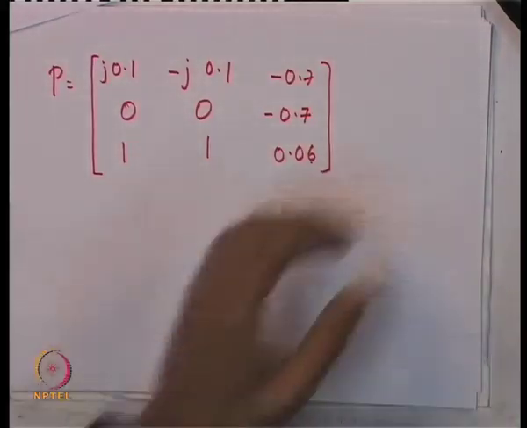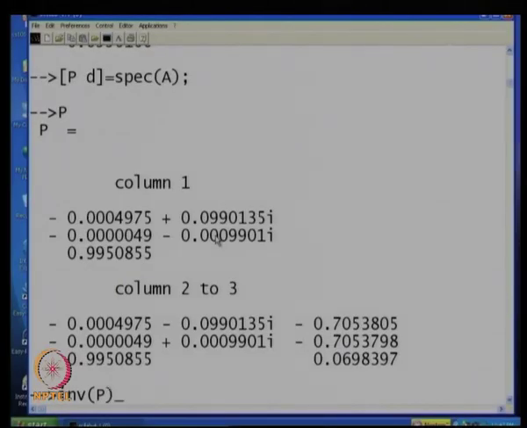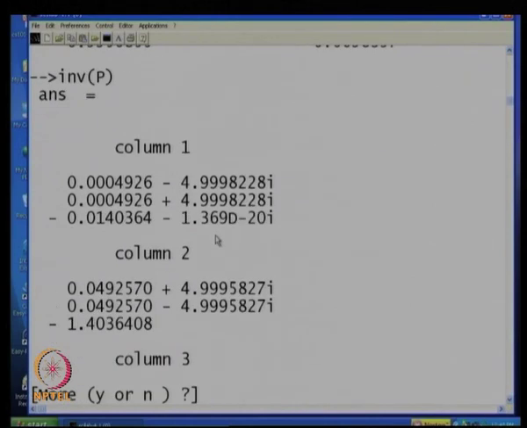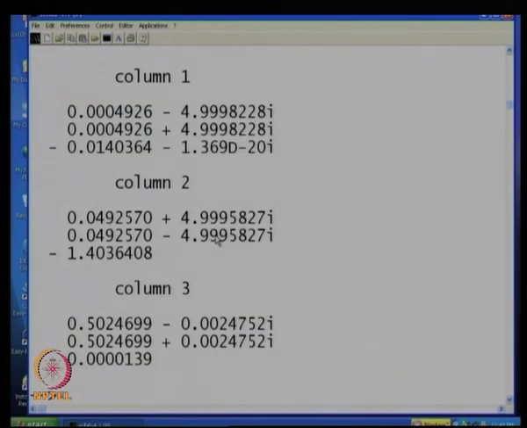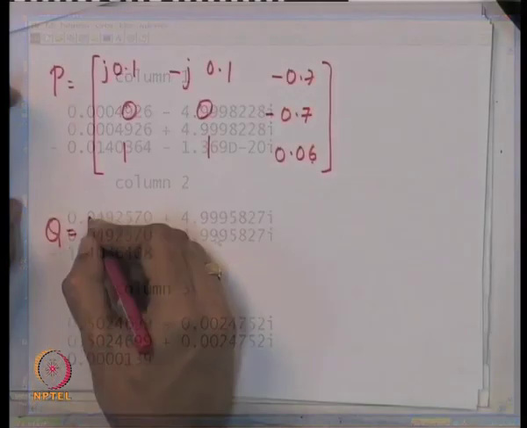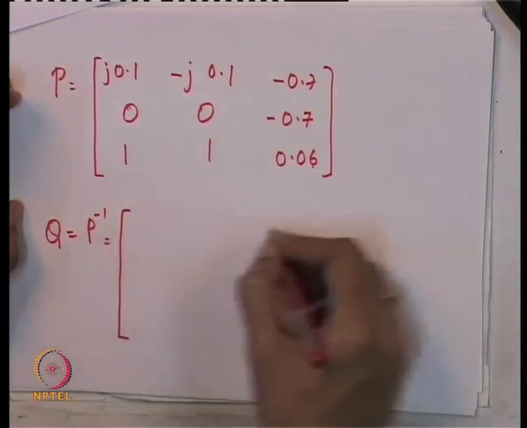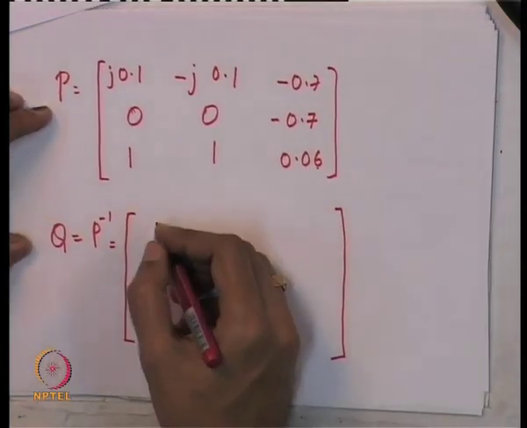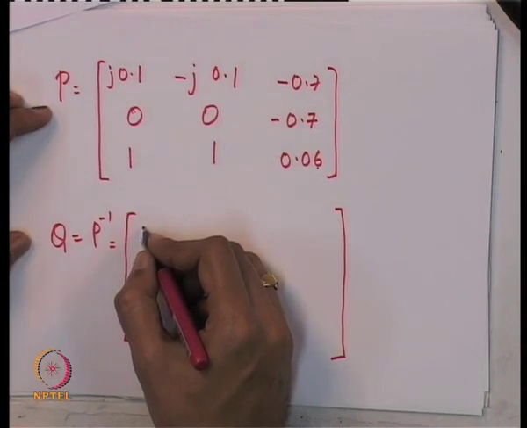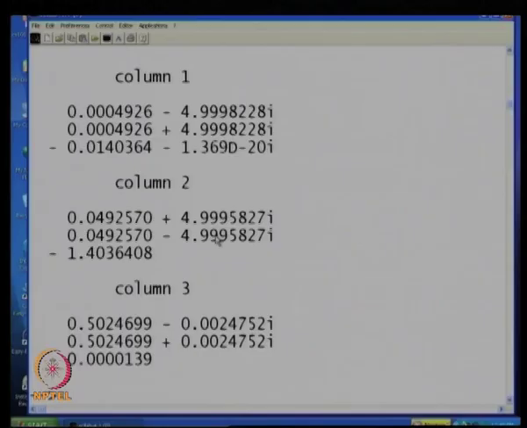Now what is P inverse? P inverse is what we called Q. So, if you look at Q, which is nothing but P inverse, this is roughly, I will just write it down while you can note it down also. So, it is minus j 5, plus j 5 approximately, and this is roughly 0.015, and this is j 5, minus j 5.